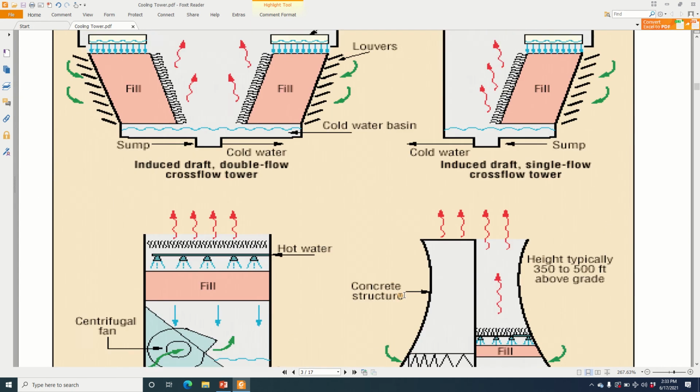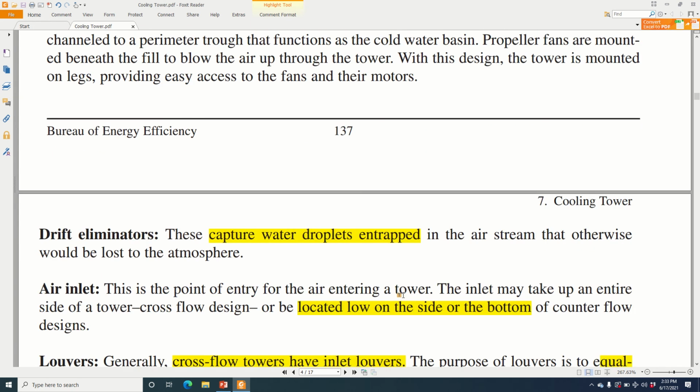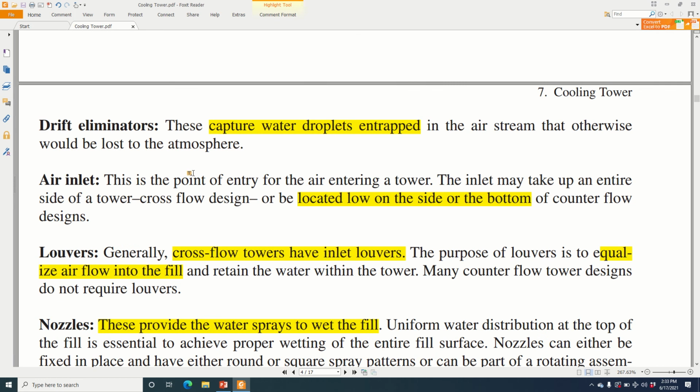The next component is drift eliminators. The drift eliminators are mounted at the top of the cooling towers, below the fan. Its purpose is to capture water droplets that are entrapped in the air streams. So basically it recovers some of the water that would be wasted to the atmosphere.